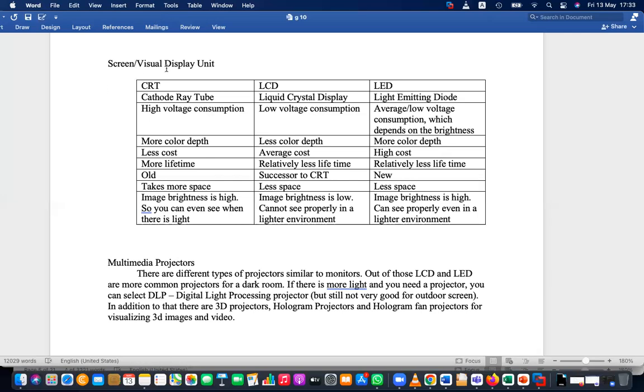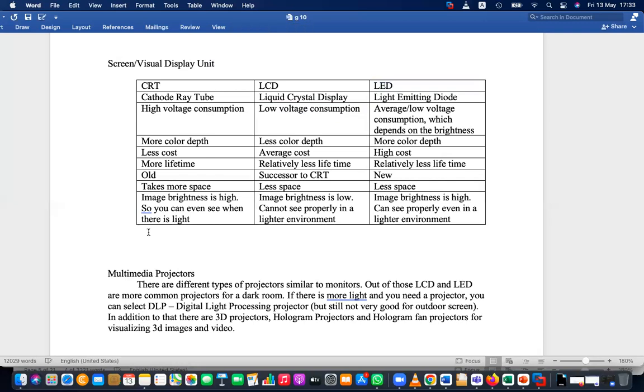The first thing is the primary output device, as you know, that is the visual display unit. There are three types of visual display unit. Actually, not three types, there are three technologies behind that. There are also other technologies, such as TFT, thin film transistor, and plasma displays, which are not mentioned here.